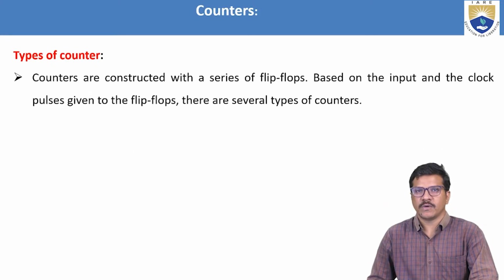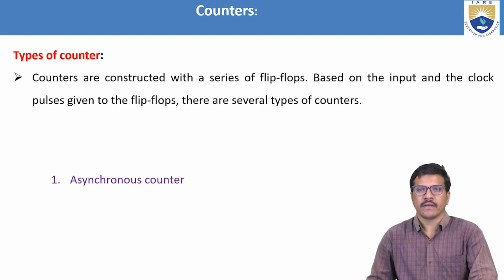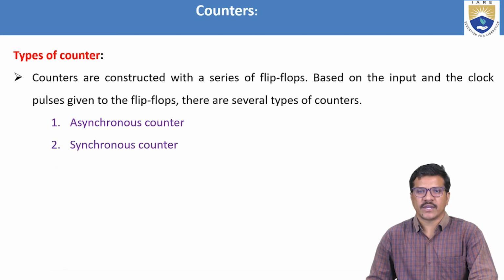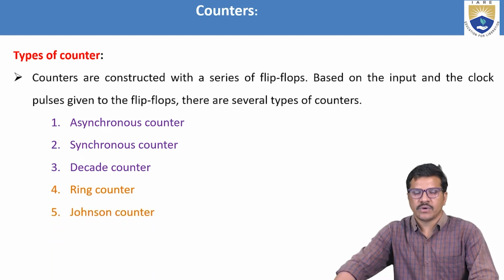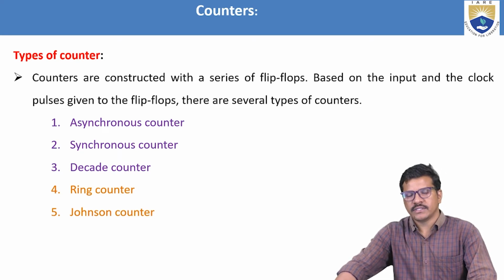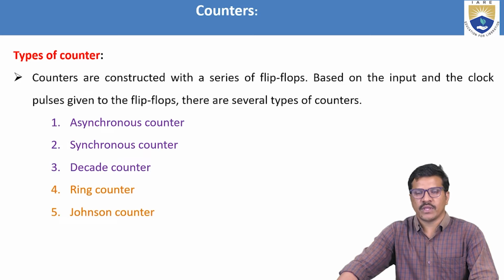Basically, we know that counters are constructed with a series of flip-flops. Based on the input and the clock pulses given to the flip-flops, there are different types of counters: asynchronous counters, synchronous counters, decade counter, ring counter, and Johnson counters. In the ring and Johnson counters, one flip-flop is directly connected to the other flip-flop and the clock is given.